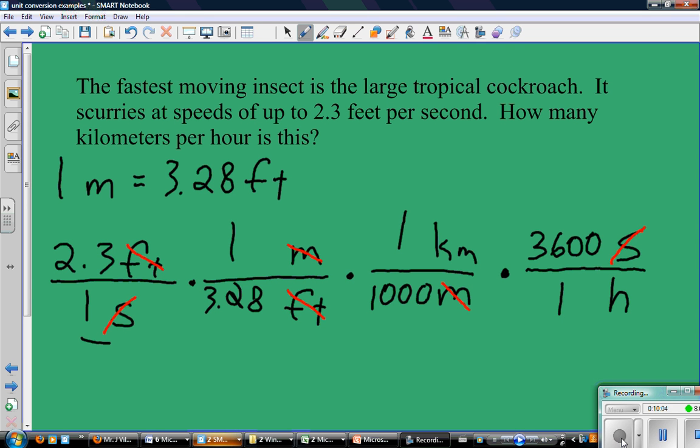So then, multiply it all through, 2.3 times 1 times 1 times 3,600, divided by 3.28 times 1,000. Make sure you do your order of operations properly in your calculator, because you don't want to go all of that divided by 3.28 and then multiply it by 1,000, because then you'll get the wrong answer.